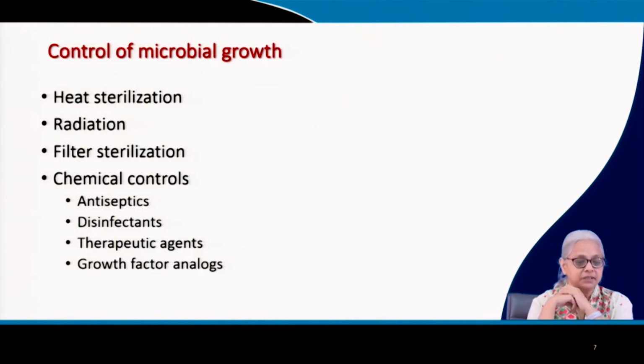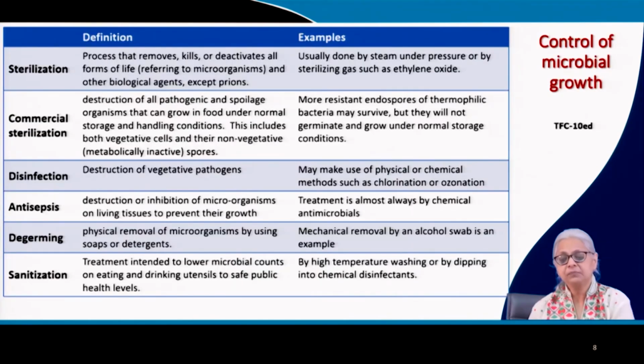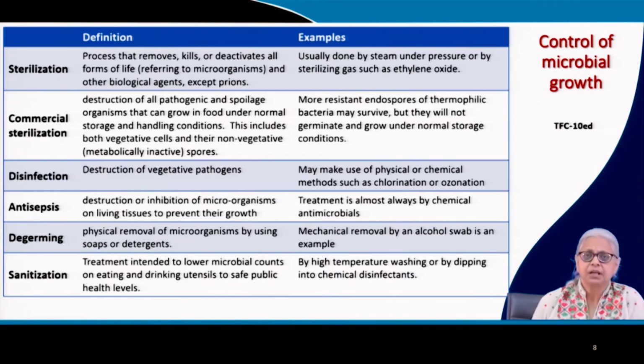Alright, let's come to the next point, and that is how do we control microbial growth. There are several different methods for controlling microbial growth. We will take a look at all of them. The first one is heat sterilization, followed by radiation, filter sterilization, and chemical control. Then, within chemical control, we have antiseptics, disinfectants, therapeutic agents, medicines and so on, and growth factor analogs. So let's take a look at some definitions before we go into the methods.